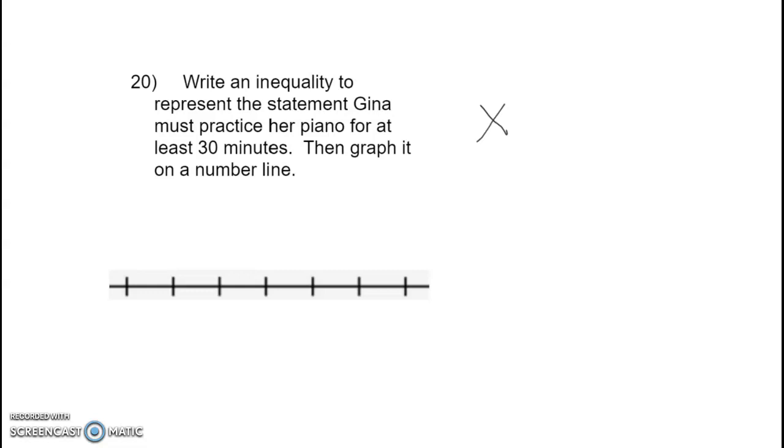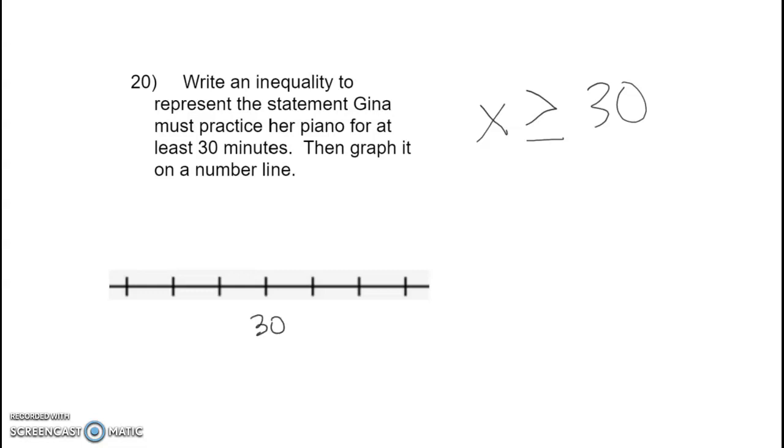At least means it can be equal to exactly 30 minutes, but she cannot do less than 30. The least is 30, so it should be more than 30. So this is going to be x is greater than or equal to 30. So now we're going to go ahead and graph that on the number line.